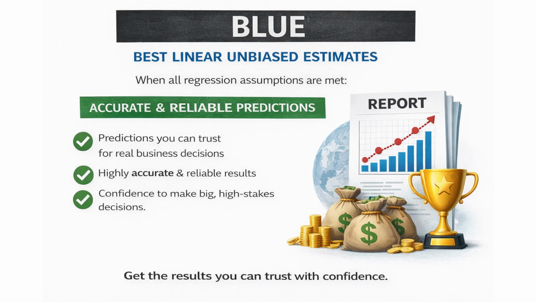When all these assumptions hold true, regression produces what statisticians call BLUE. That means Best Linear Unbiased Estimates. In simple language, your predictions become trustworthy for real business decisions. It means that your model is as accurate and as reliable as it can possibly be. It means you can actually trust its predictions. You can take that output and make those big high-stakes decisions we talked about at the very beginning with confidence.